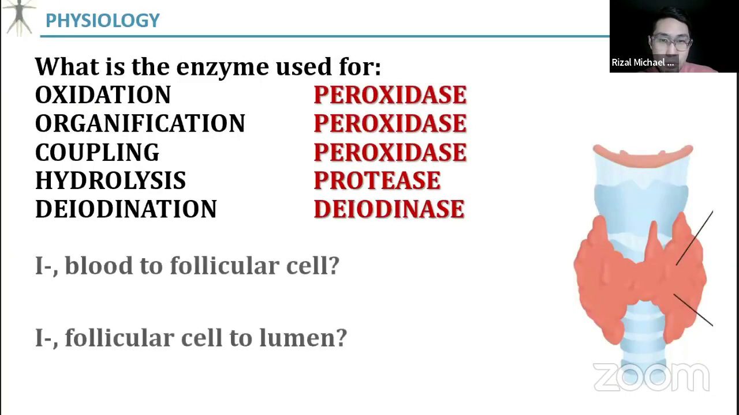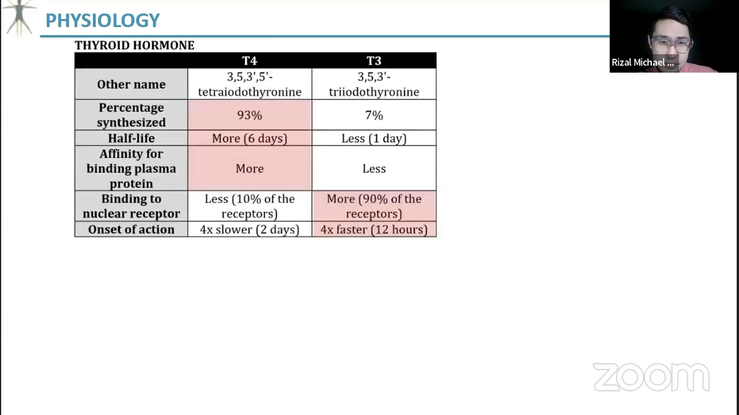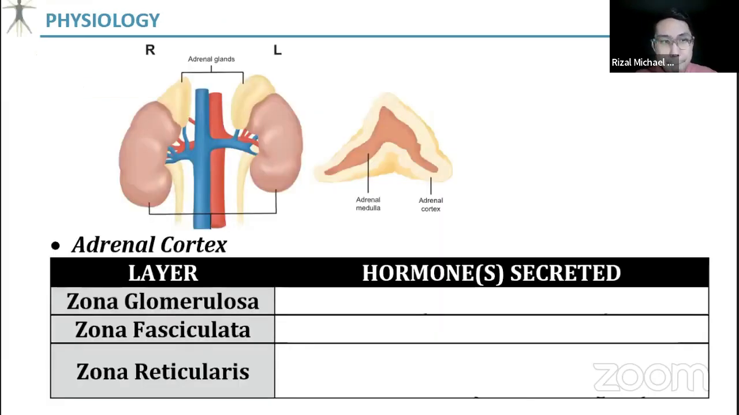Okay? So recall nyo yung mga enzymes for thyroid function. Okay. Oh, okay, this one. I'd just like to point this out. Wolff-Chaikoff effect in the thyroid leads to hypothyroid. So Wolff-Chaikoff turn off ang thyroid hormone. Jod-Basedow phenomenon turns on the thyroid. Okay, so hyperthyroidism naman siya.